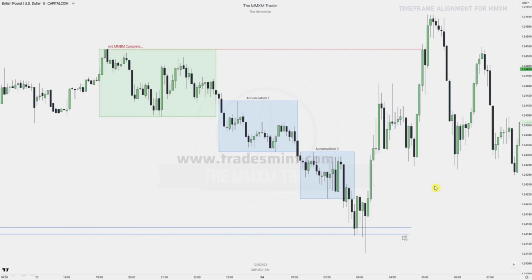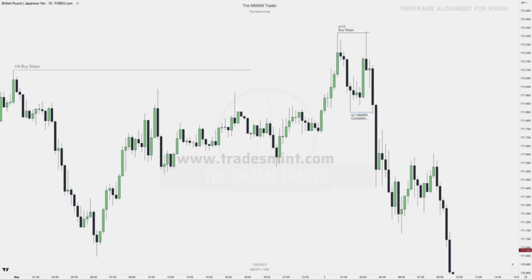Now we dive into the lowest possible time frame for this market maker model. I guess if you want to be really freaky, you can go from a 5-minute time frame to a 15-second chart, but I would highly not recommend doing that, and this would be your lowest time frame for a market maker model setup.